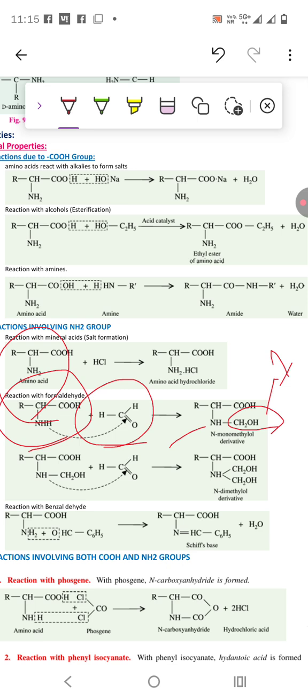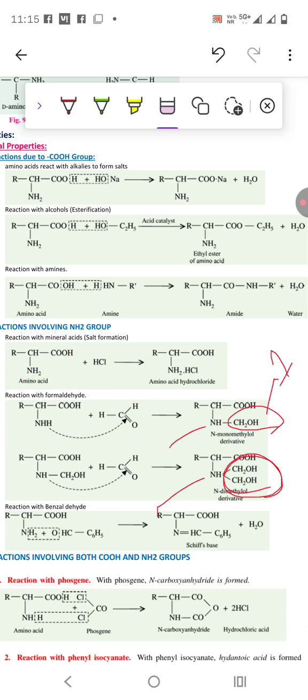Here also N, nitrogen attached, methyl alcohol or hydroxymethyl, dimethylol. Two methyl alcohols are present, dimethylol. That's it. Clear? Got it, everyone?